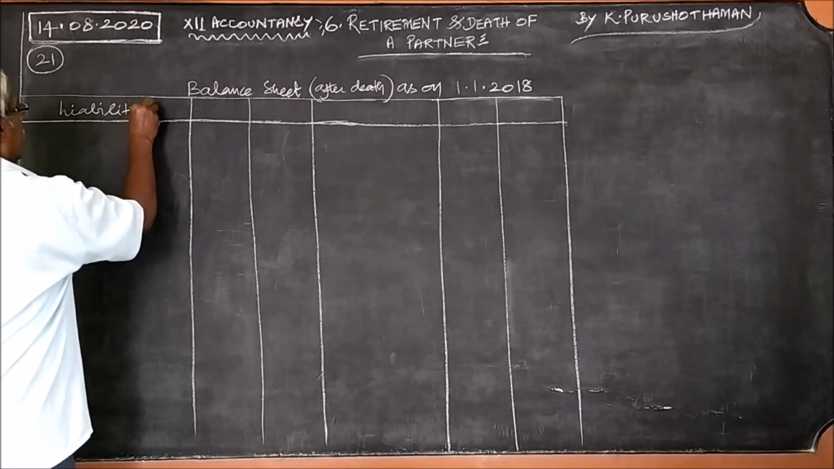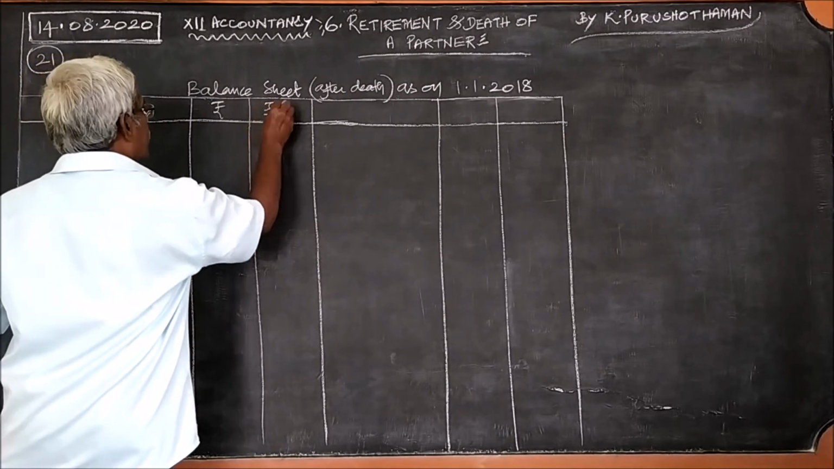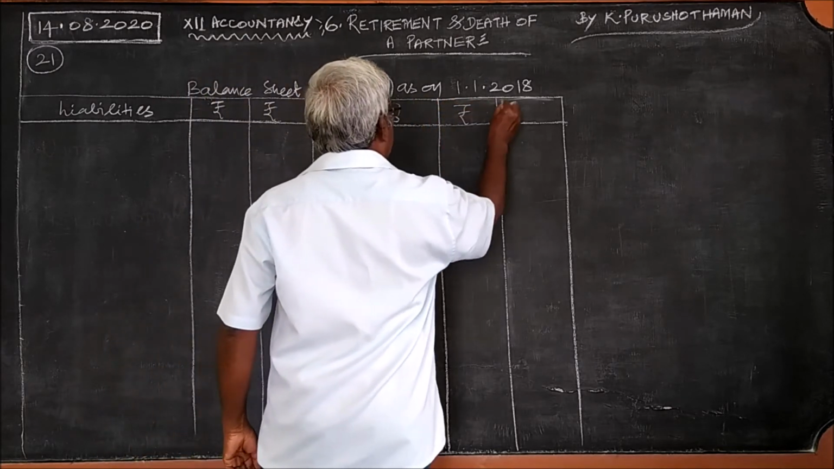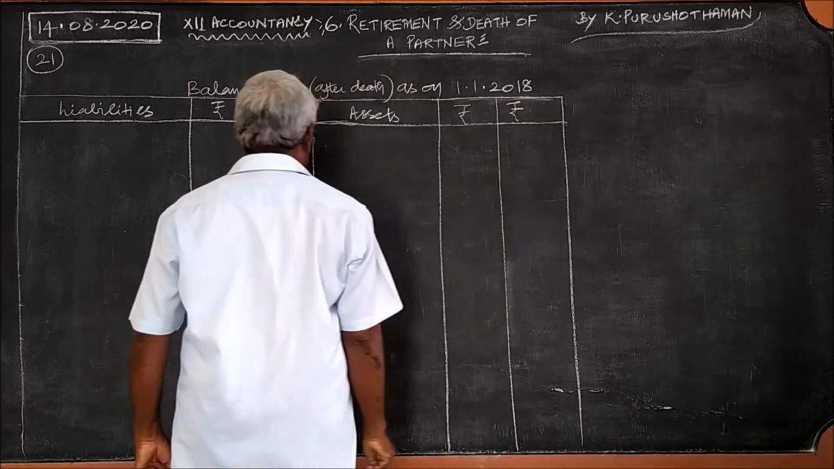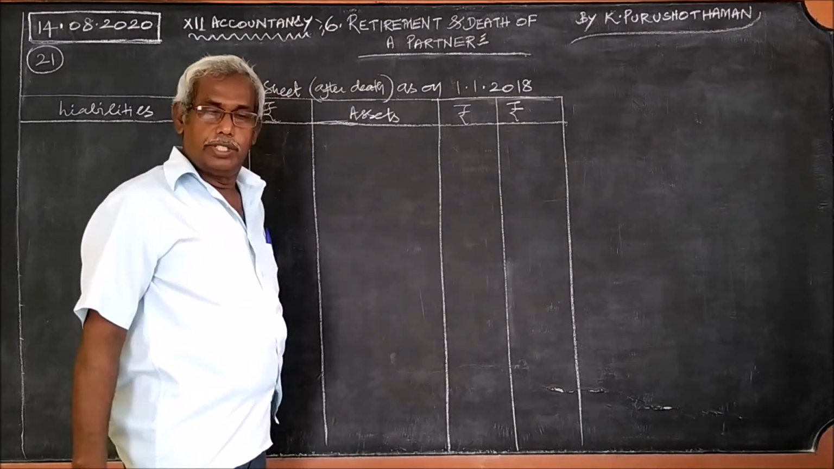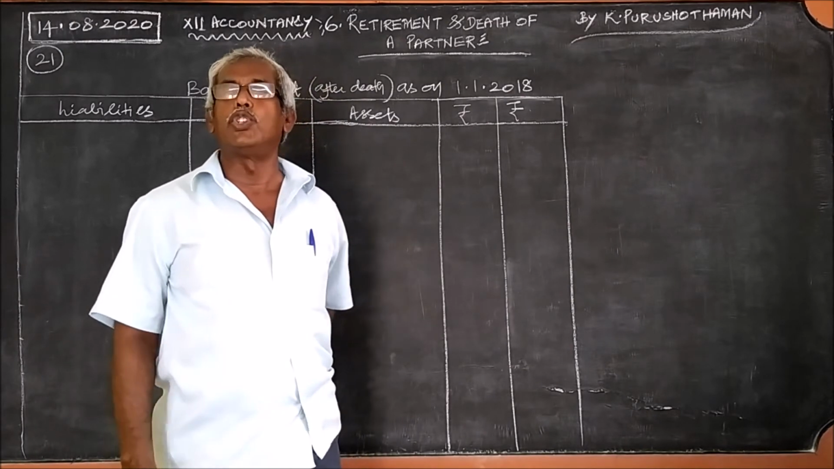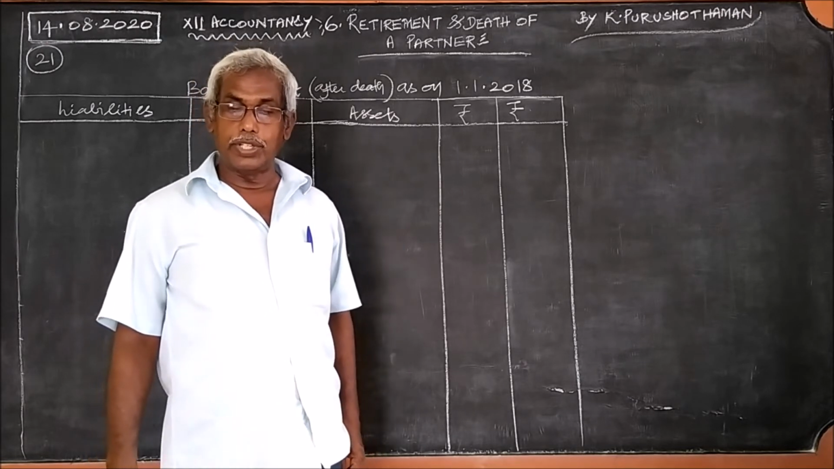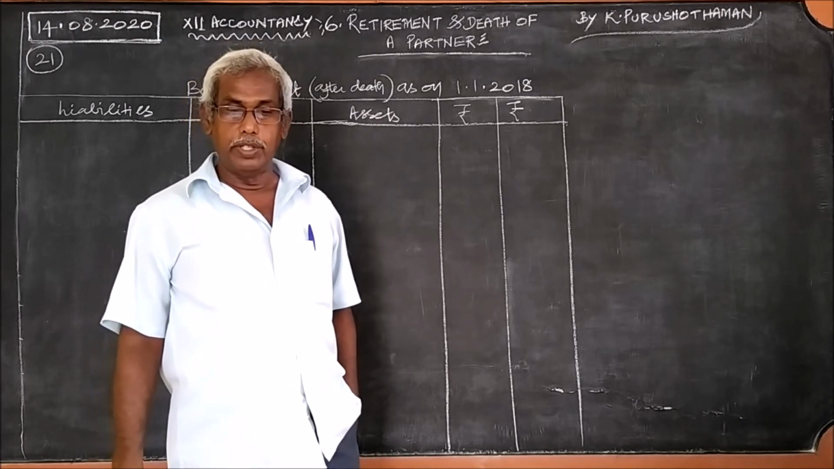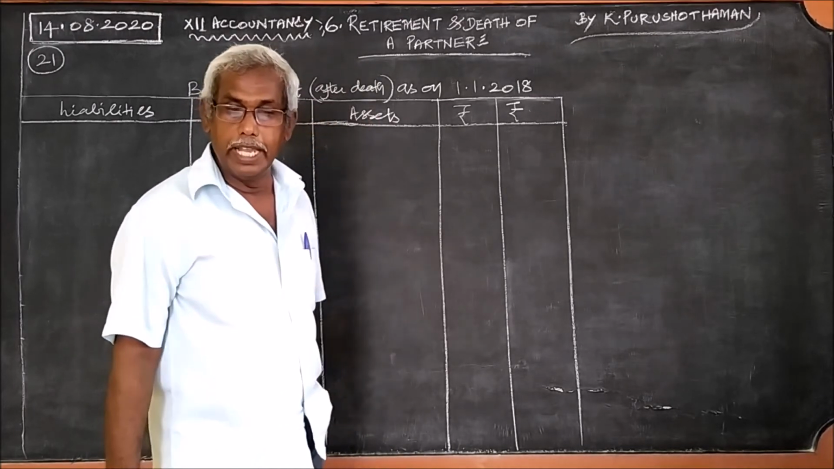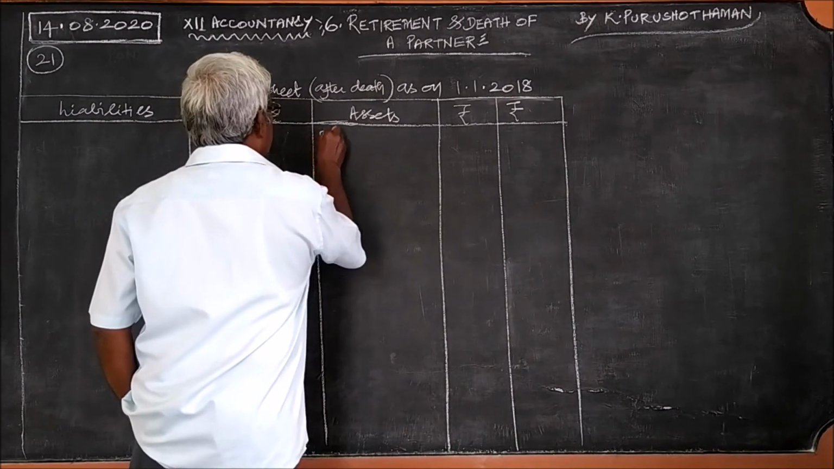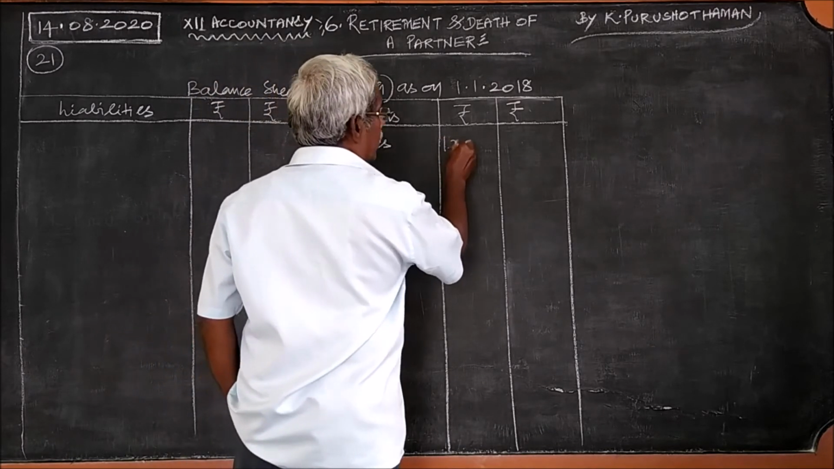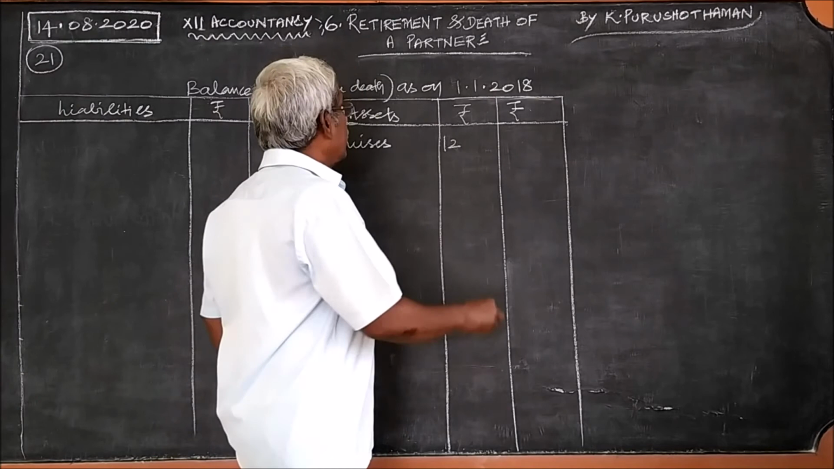So, you know the columns: liabilities, rupees, assets, rupees. Right. How to prepare the balance sheet? Go to the balance sheet given in the question. What is the first item? Premises, on the asset side. What is given regarding the premises? 20% appreciation. So it should be added. So premises, the first item, 1,20,000.